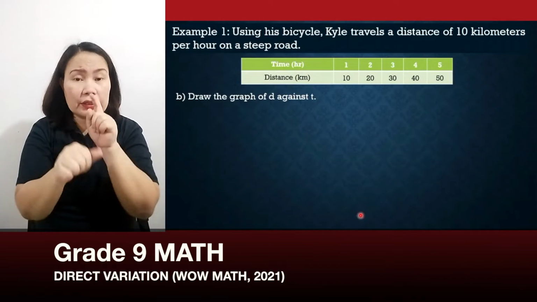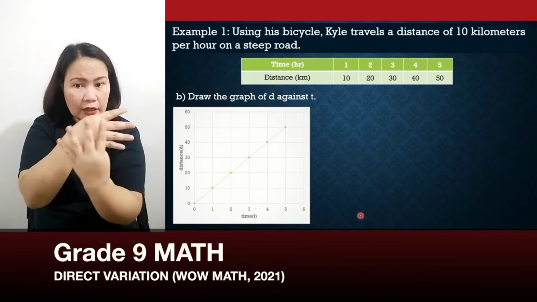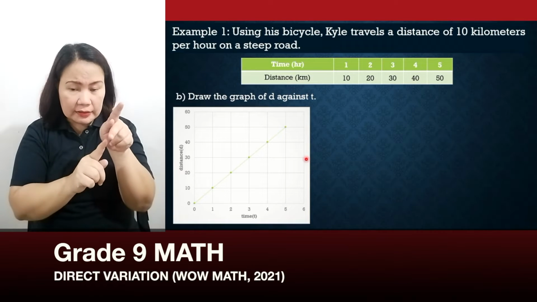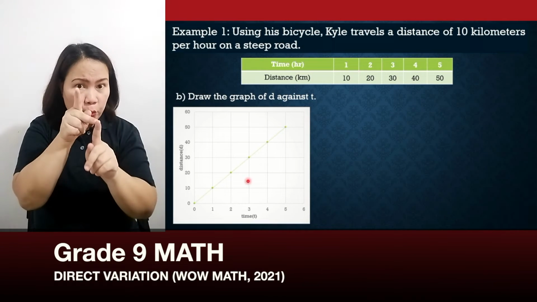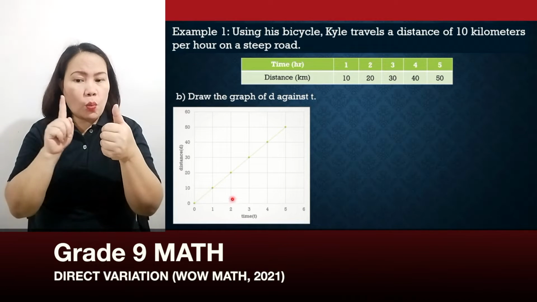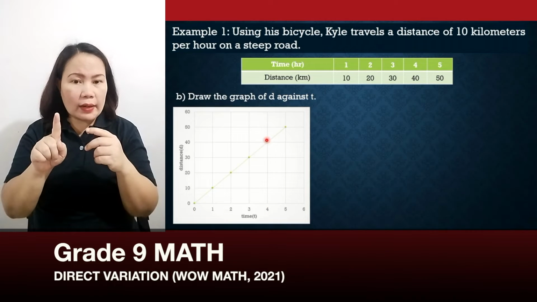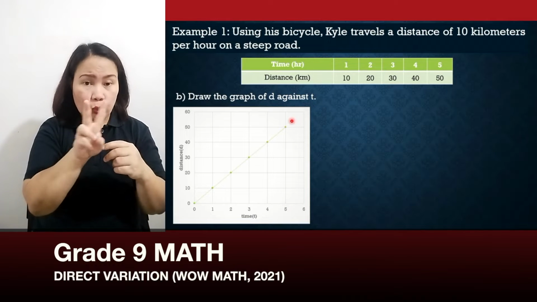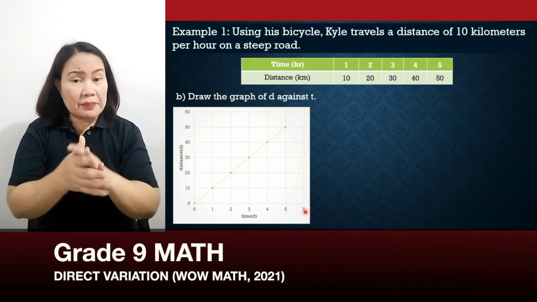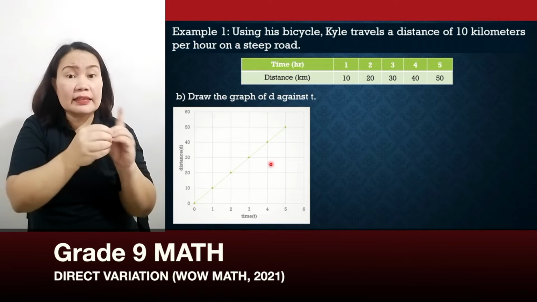Next, draw the graph of d against t. Okay, so using the Cartesian plane, you can plot the ordered pairs of the given points. So that is (1, 10). Next is (2, 20), (3, 30), (4, 40), and (5, 50). So notice that as the time increases, the distance also increases. As the time decreases, the distance decreases.